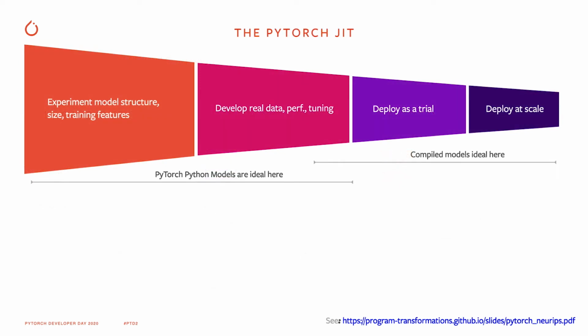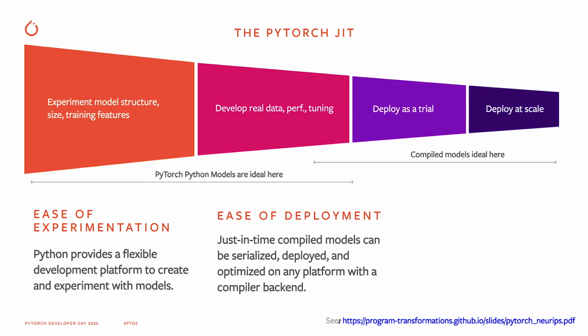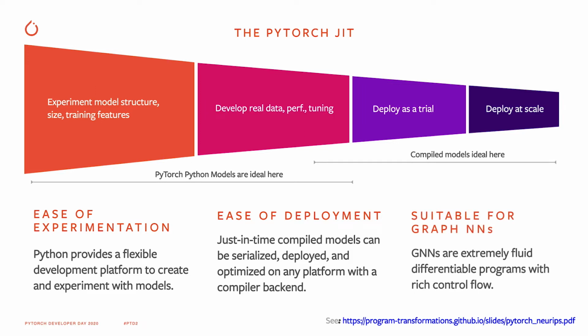The reason that we want to use the JIT is that it makes it incredibly simple to go from working on your models and experimenting on them, to using your model in a trial and doing some first evaluations, and then finally deploying it at scale.